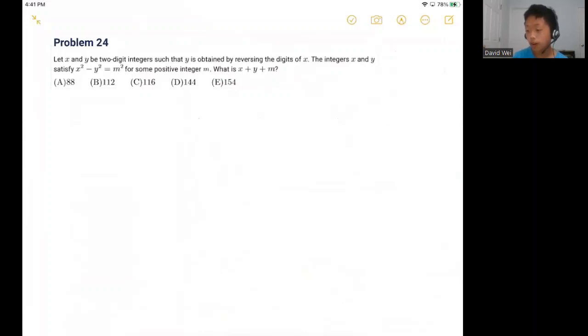So question 24 is also a very standard question. In this question, you have: let x and y be two-digit integers such that y is obtained by reversing the digits of x. And we're given that x and y satisfy x squared minus y squared equals m squared for some positive integer m. We want to know what is x plus y plus m.